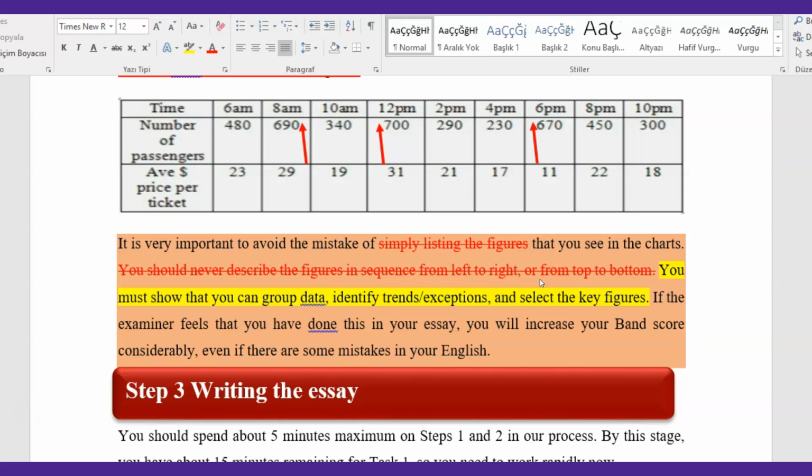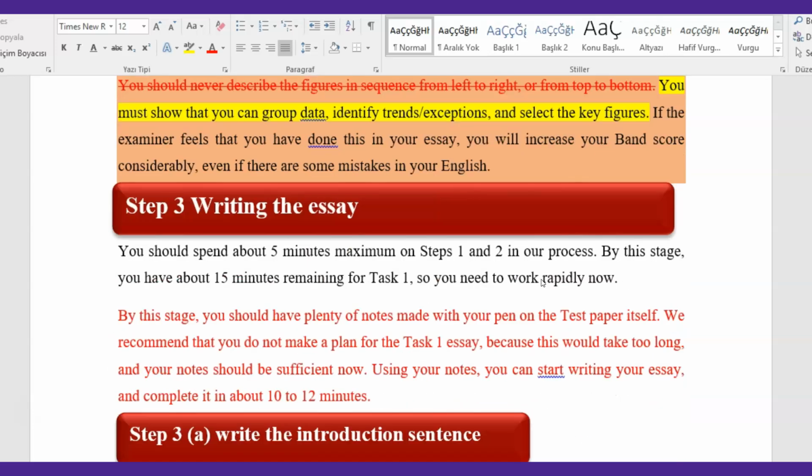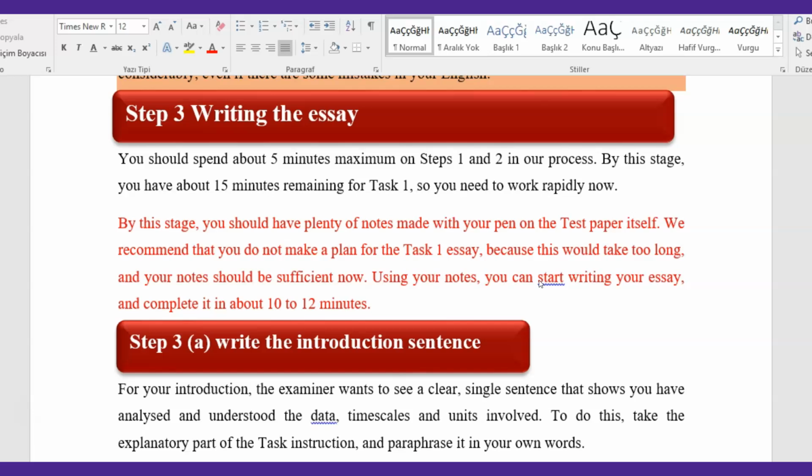Okay, our last step is step 3, writing the essay. We will start to write the essay. You should spend about 5 minutes maximum on step 1 and 2 in our process. You have to do it very fast.